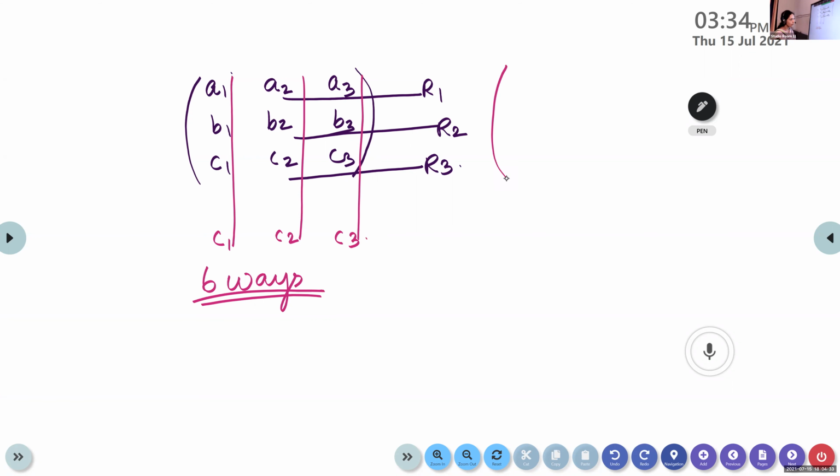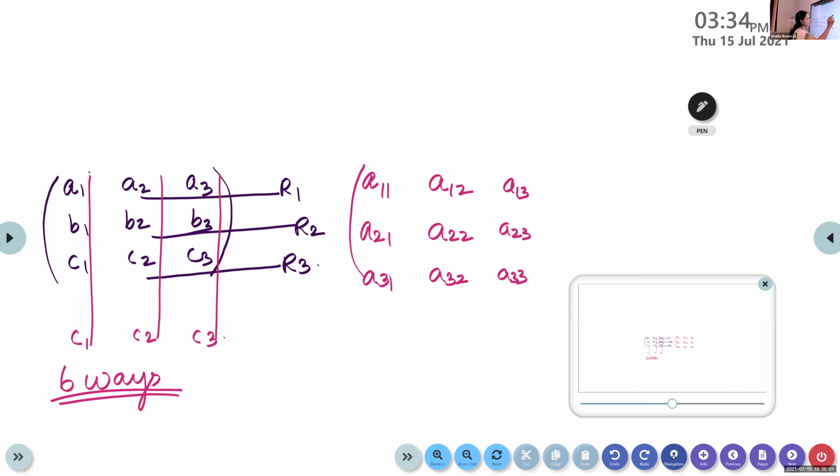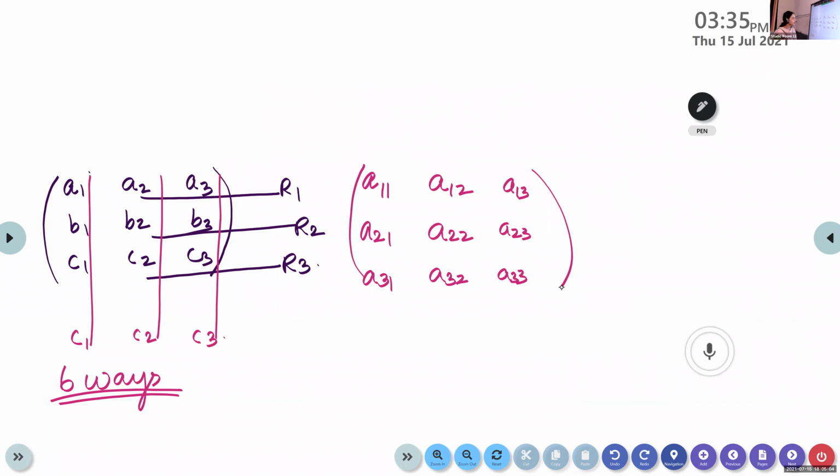First row, first column. If you take the general form of the matrix, A11, A12, A13. Similarly, A21, A22, A23, A31, A32, A33. This is the general form of a 3 by 3 matrix. Now look at here. When you add the positional values, is it an odd number or even number?